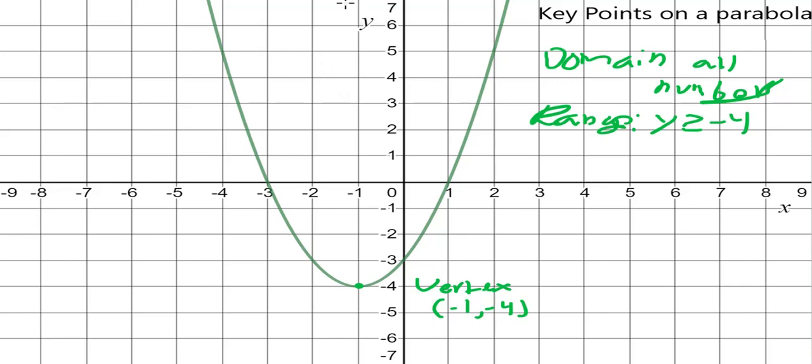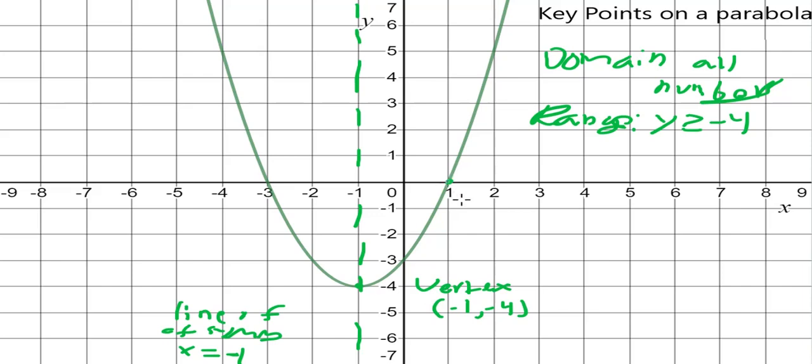Parabolas have a line of symmetry, which passes directly through the vertex. Here the line of symmetry, also called the axis of symmetry, has the equation x equals -1. The line of symmetry is not the number -1, it is the line x equals -1, which is the line which passes through all values where x equals -1.